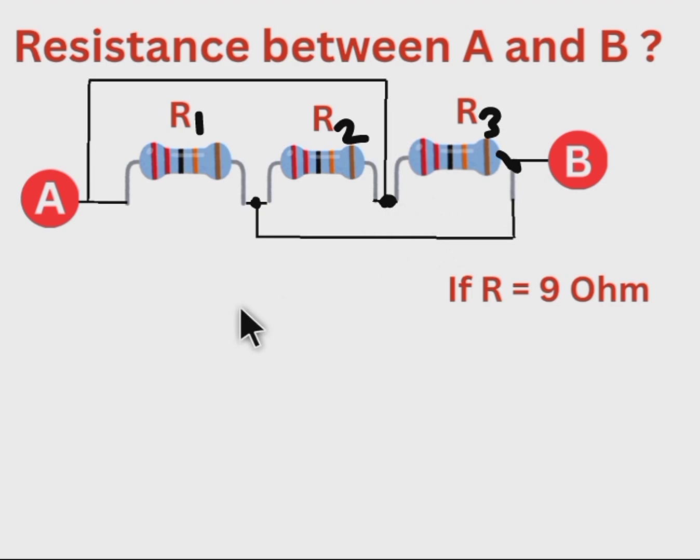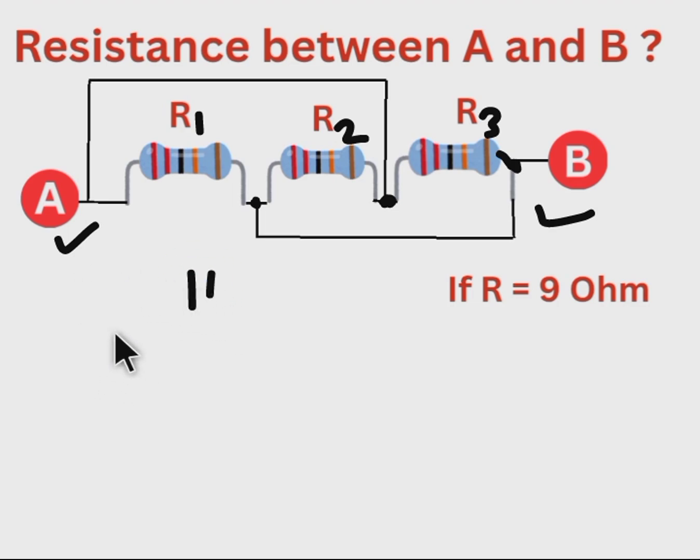So from this discussion, what we can conclude is that one terminal of all the three resistors R1, R2 and R3 is connected to point A, and the remaining terminal is connected to point B, which simply means these resistors are in parallel combination with each other.